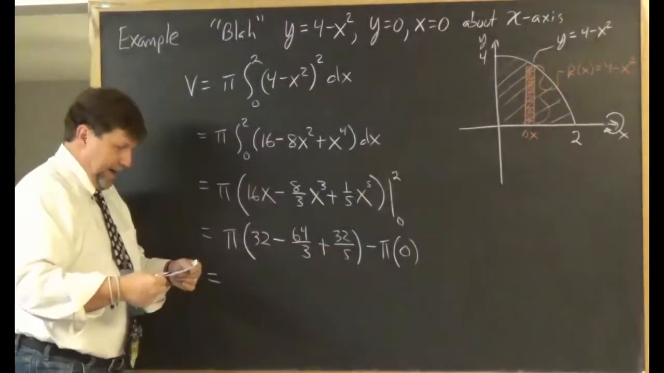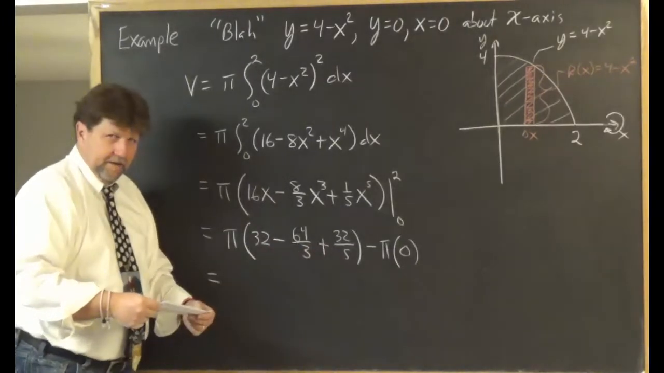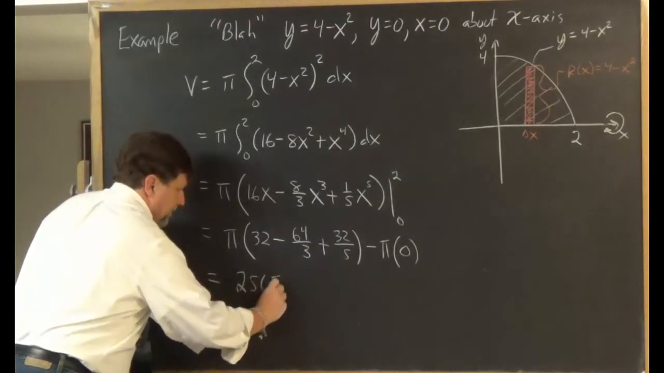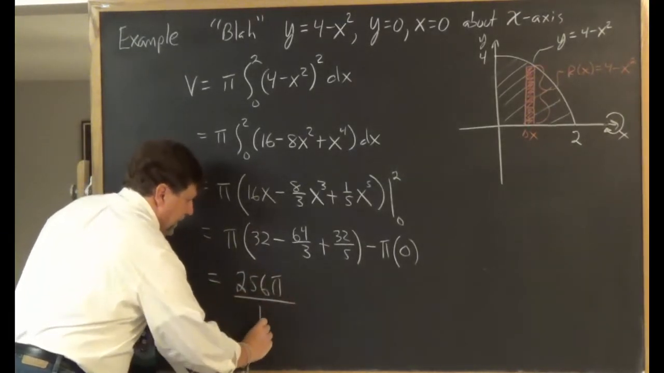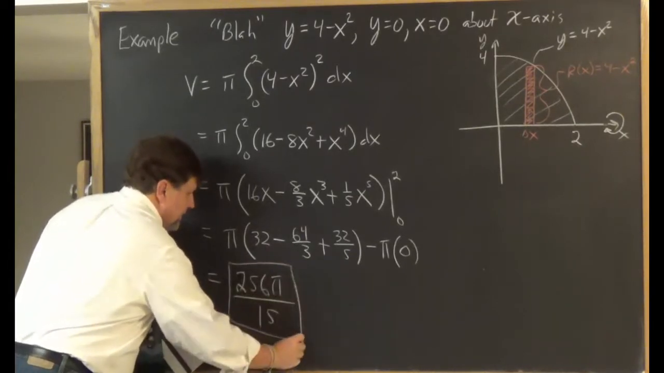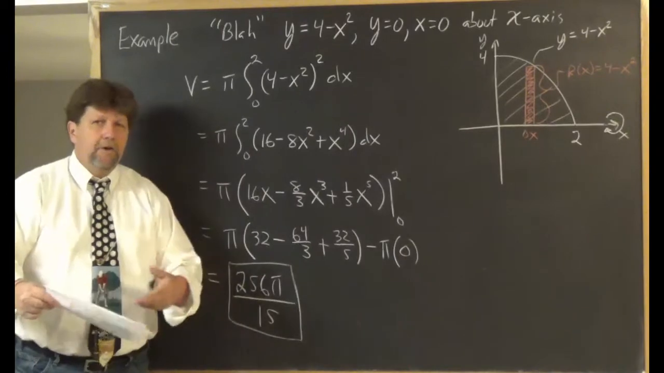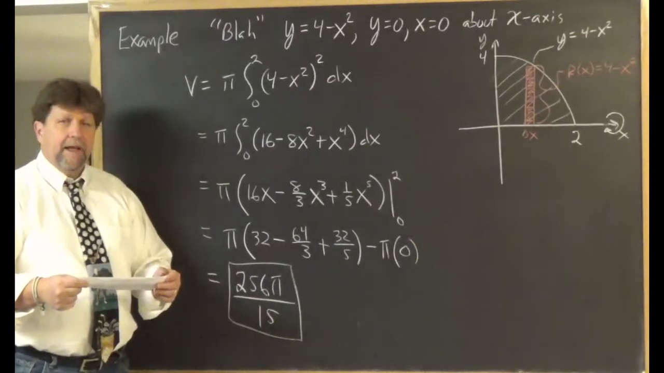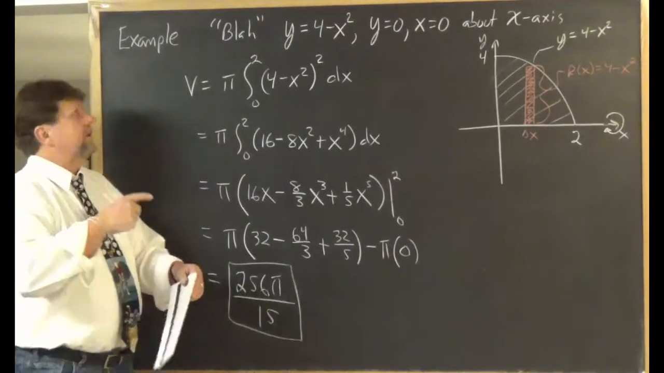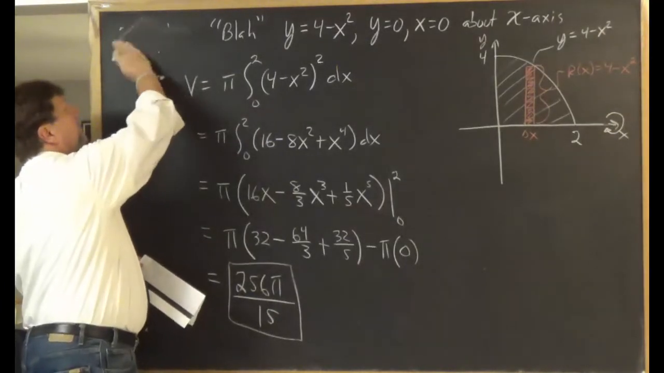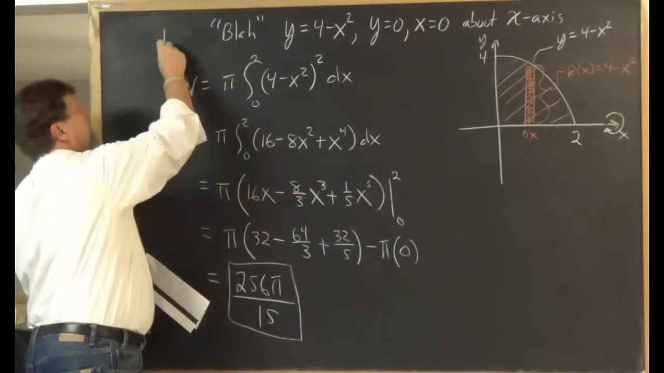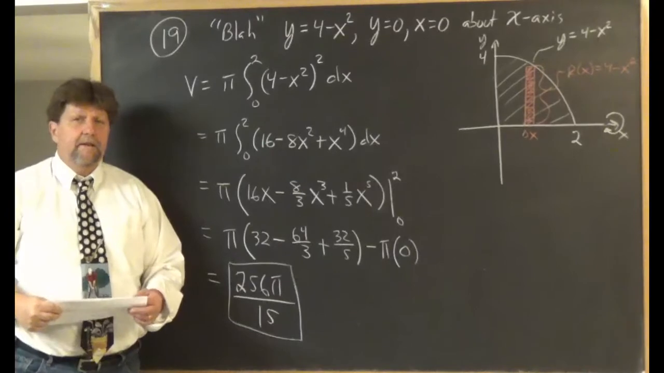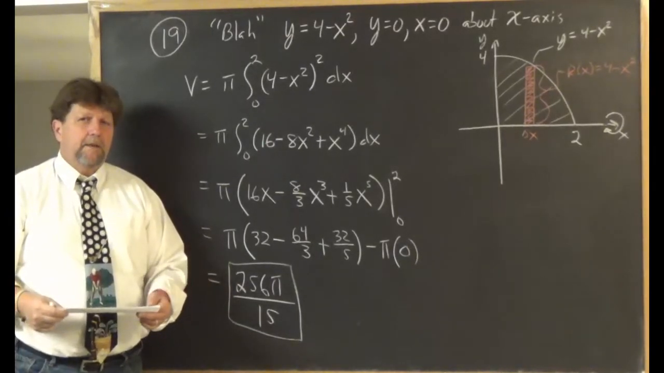So, yeah, I'd use my calculator to take care of all these fractions here. And we end up, and hopefully you got this, the volume is 256 pi over 15. Yeah, I know, cubic units. 256 pi over 15. And that's all there was for, this wasn't an example, I'm sorry. This was number 19. So hopefully you got that for number 19. Let's head back to the slides and see what is next.